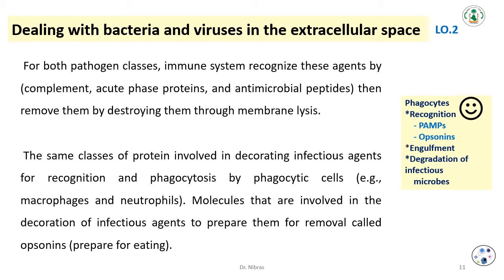The same classes of proteins are involved in decorating infectious agents for recognition and phagocytosis by phagocytic cells, such as macrophages and neutrophils. Molecules that are involved in the decoration of infectious agents to prepare them for removal are called opsonins. That means prepare for eating.